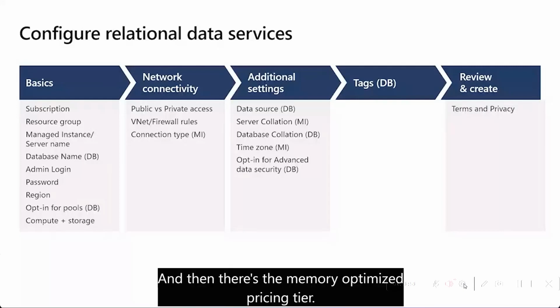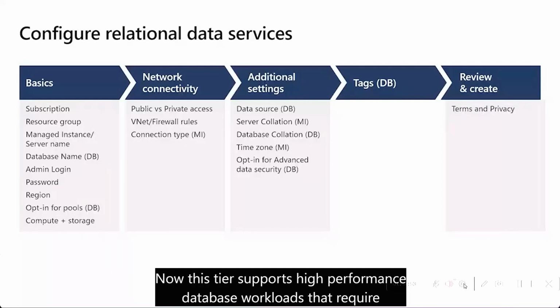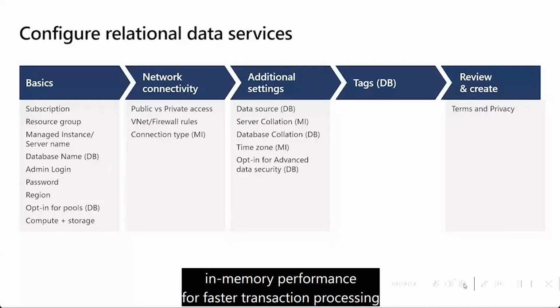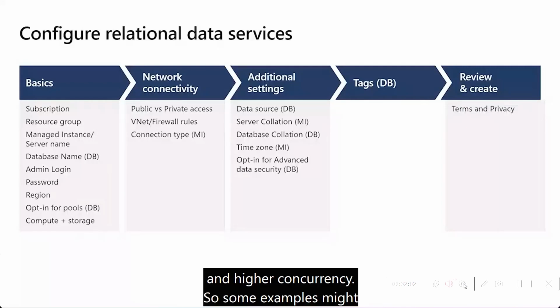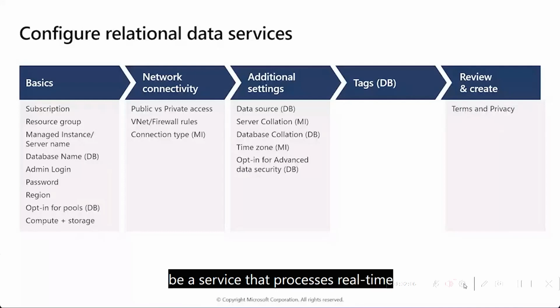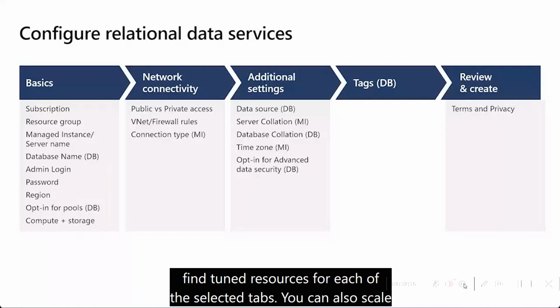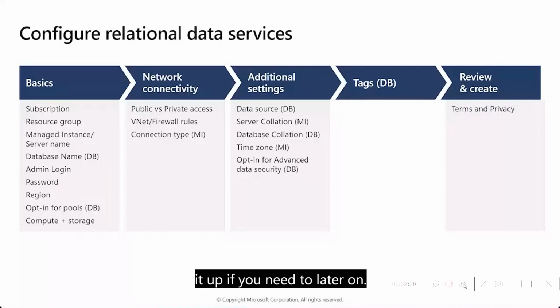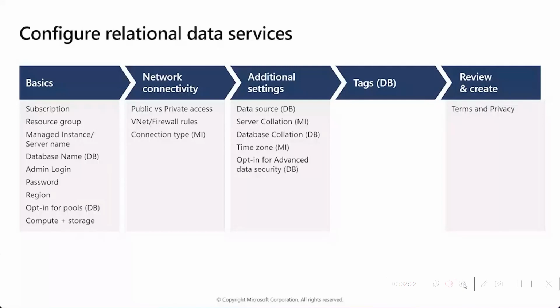And then there's the memory optimized pricing tier. This tier supports high performance database workloads that require in-memory performance for faster transaction processing and higher concurrency. Some examples might be servers that process real-time data and high-performance transactions or analytical apps. So you can fine-tune the resources for each of the selected tiers. You can also scale it up if you need to later on.